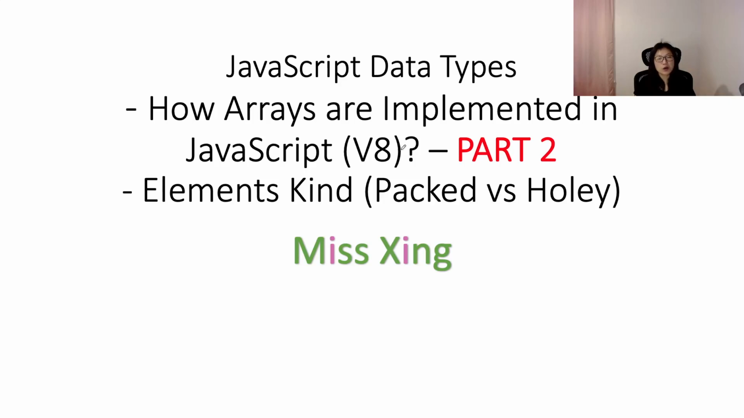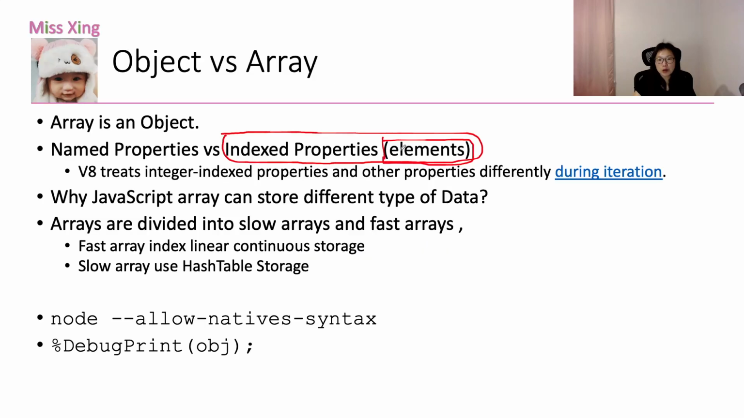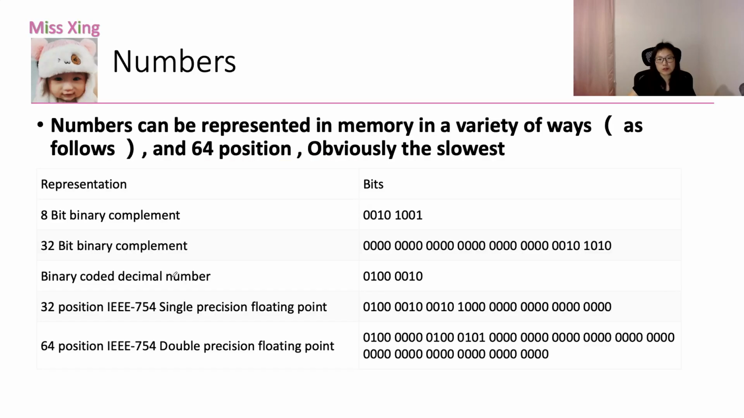You will also learn another part related to elements kind called packed and Holey. This will be related to the fast array and the slow array. Okay, so now let's move on. Before we head into elements kind, I will briefly introduce numbers.